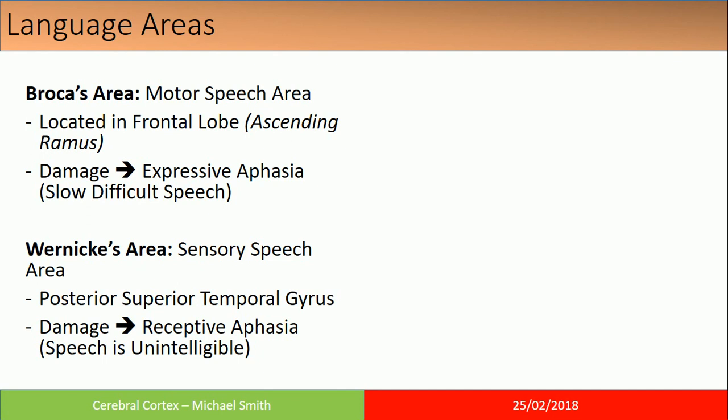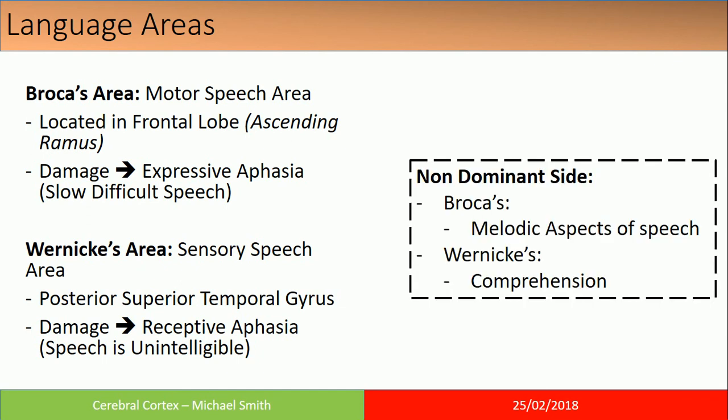If you have damage to this area, then it means that you have a receptive aphasia. And this means that when you're speaking, you may be making up words and the sentences basically don't fit together and don't make any sense. But you won't be aware of this yourself, and you'll think that you're making perfect sense. So the Broca's and Wernicke's area typically have these functions on the dominant side of the brain, and on the non-dominant side of the brain, they'll have slightly different functions. And normally Broca's area is involved in the melodic aspects of speech. So if you have damage, it can be very monotonous, and your Wernicke's area can help you to comprehend other people's speaking, and that's why it's part of the sensory area.